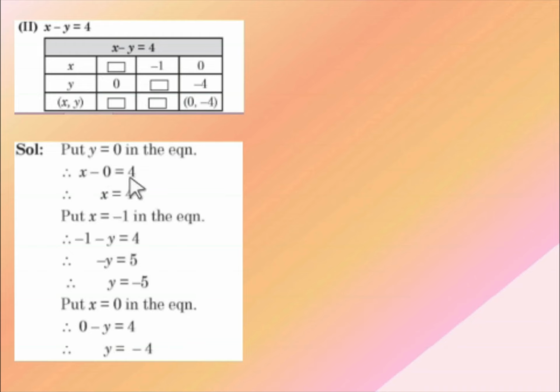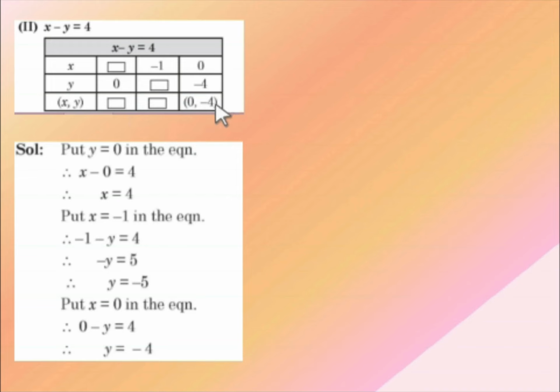Sometimes it is very easy to do the oral calculations. I appreciate most of my students who do the oral calculations. Now, this is minus x. So you will put minus 1 minus y is equal to 4. This goes to the other side, you get minus y is equal to 5. So y is equal to minus 5. So here the point is x is 4 comma 0. Here the point is 1, minus 1 comma 5. And this one is given as 0, minus 4.